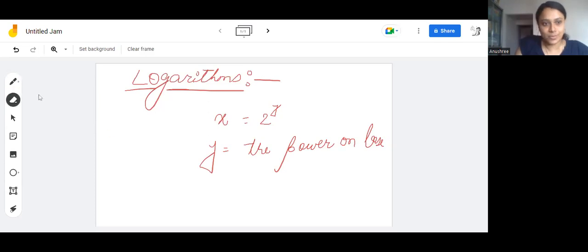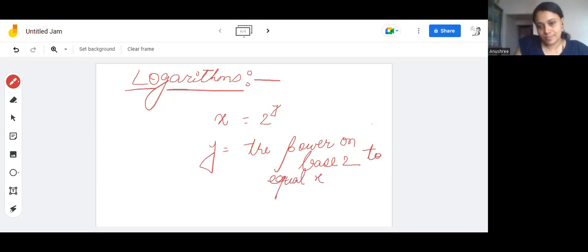Base 2. Okay, let me erase this. It's not clearly visible. Base 2. Okay. So what it basically means is, while solving, 2 to the power y equals x. This is better. Now it's clearly visible and understandable, right?